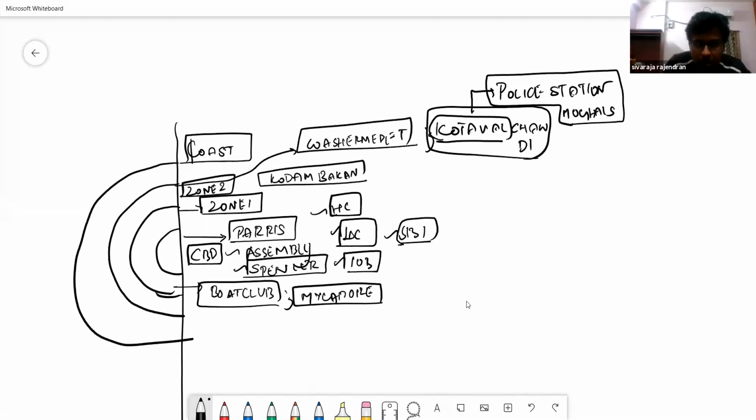And you will also find here, near the Boat Club, the Adyar river, the Cooum river. If you cross over and come, the Adyar and Cooum river is there.